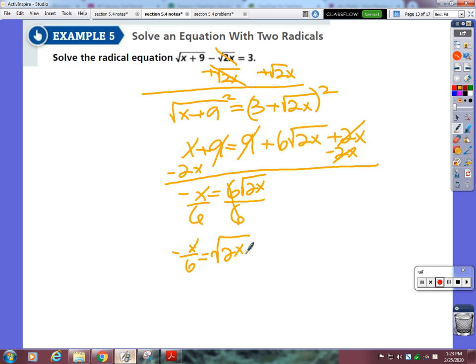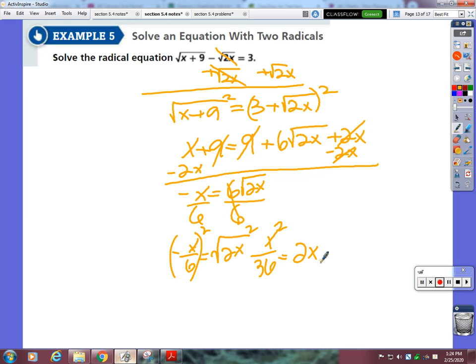Now what do I do? I'd square both sides. So remember that when I square the left side, that negative is going to go away, right? Because a negative times a negative is a positive. So on the left, I'm going to end up with x squared over 36. And then on the right, what is the square root of 2x squared? 2x. All right, so now finally, I'm back to like reality.